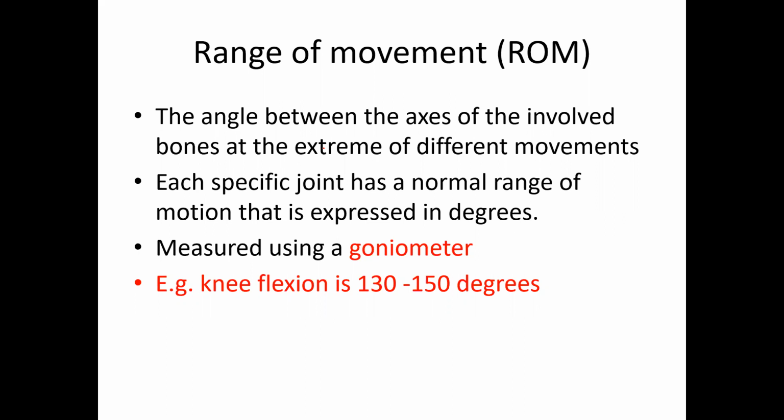So how do you measure this? By using what we call a goniometer. Then you can actually say what is the degree of motion, depending on which side you're using. Knee flexion is 130 to 150 degrees. You can measure it from the other side, then it will become larger. And that is how you flex and extend your knee.